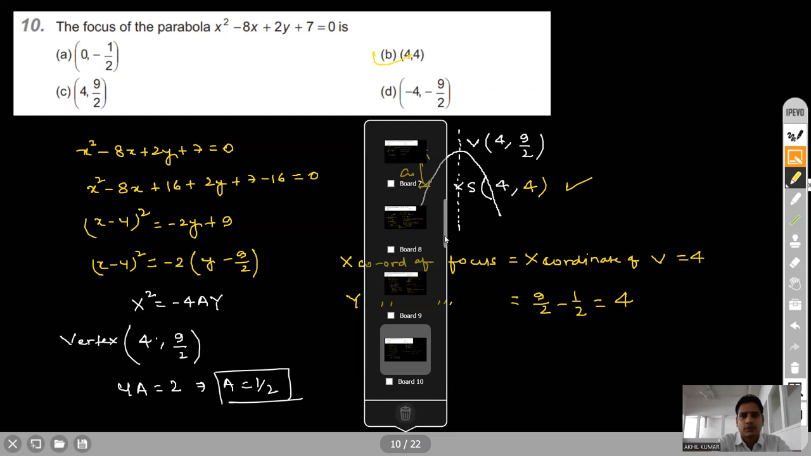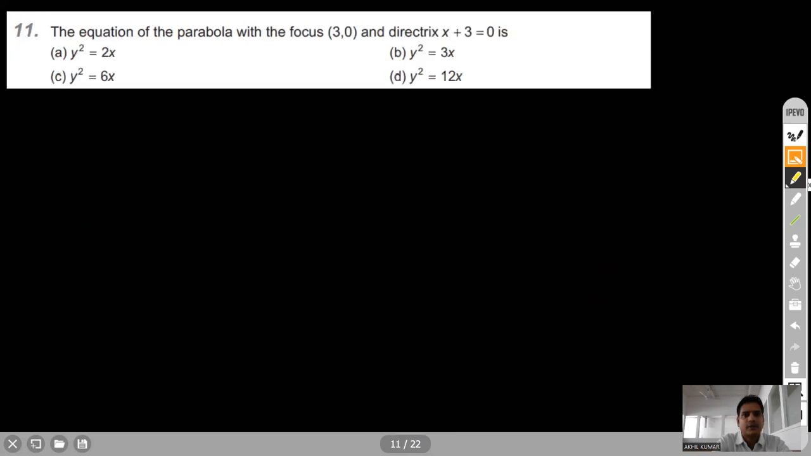So we are done with this. Let's move to the next question. Question number 11. The equation of parabola with focus this and directrix this. So x equal to minus 3 is the directrix of the parabola and the focus is given.